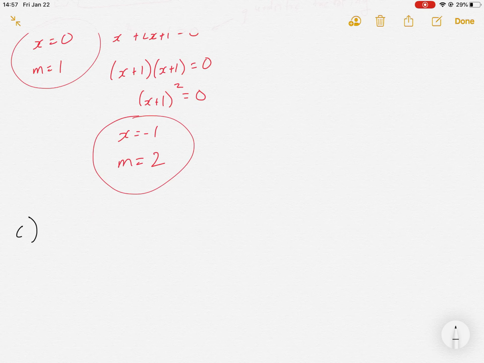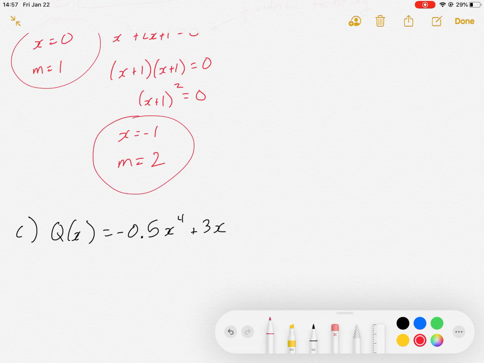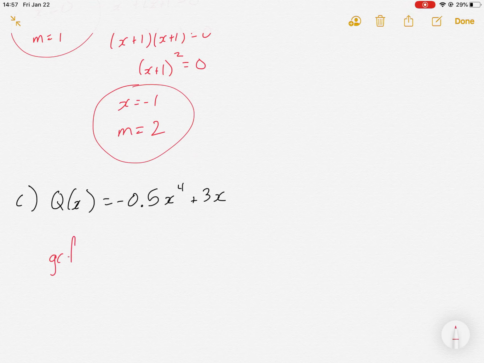All right. Now this next one is going to be a little bit weird. So let's go ahead and get into this. Let's do negative 0.5x to the fourth plus 3x. All right, so this one's kind of weird because of this negative 0.5 out front. Now there is a GCF of x, but another thing I'm going to do, even though it's not really the GCF, is that I don't like decimals in my leading term.